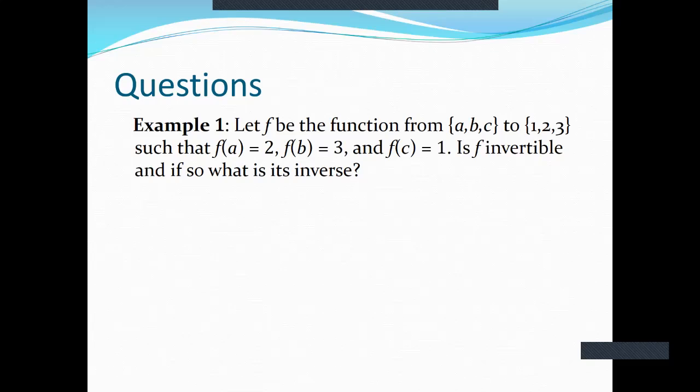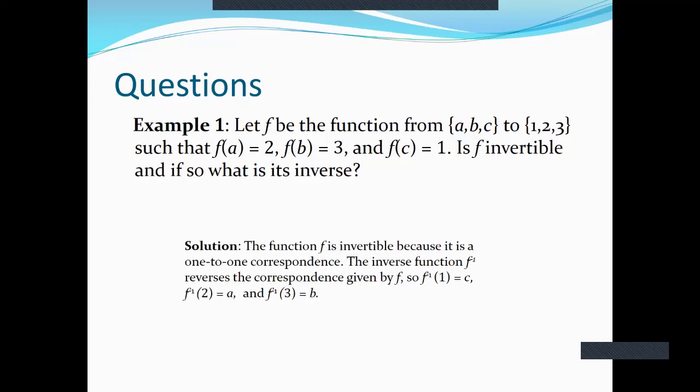So first of all, we need to check whether it is a bijective function or not, a one-to-one function or not. So a maps to 2, b maps to 3, and c maps to 1. Yes, it is a bijective function, and we can find the inverse. So if we can find the inverse, what would that be? So that means f of 2 maps to a, f of 3 maps to b, f of 1 maps to c.